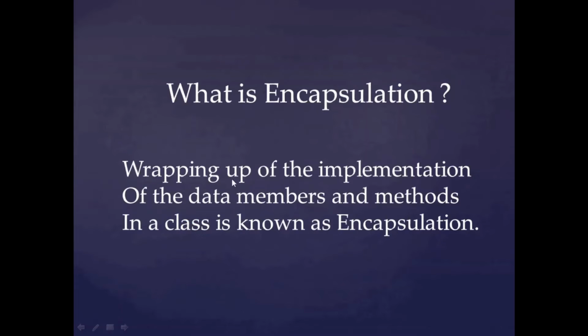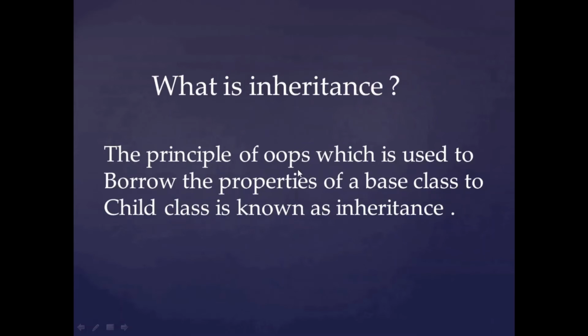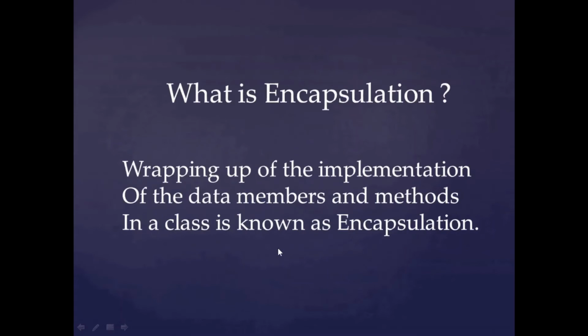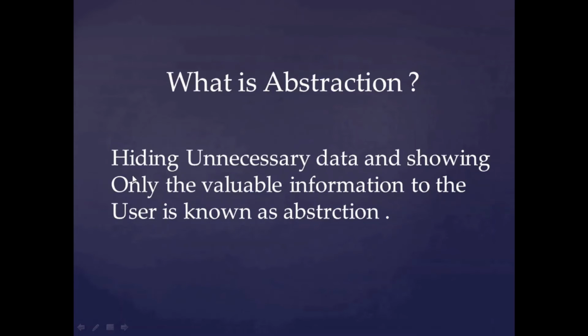The wrapping up of the implementation of data members, methods, and variables in a class is known as encapsulation. So now let's talk about the fourth principle, which is abstraction. Hiding unnecessary data and showing only the valuable information to the user is known as abstraction.